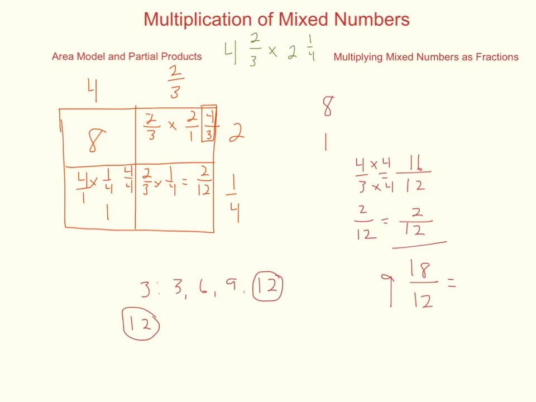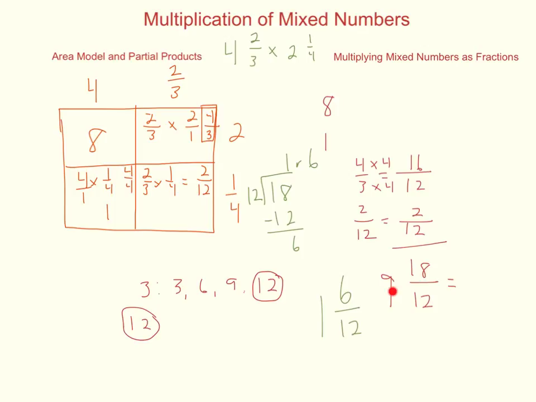To do that, I'm running out of space here. To do that, we're going to do 18 divided by 12. There's one group of 12 in 18. 1 times 12 is 12. I'll have 6 left over. So 1 becomes my whole number. 6 is my numerator. 12 is my denominator.